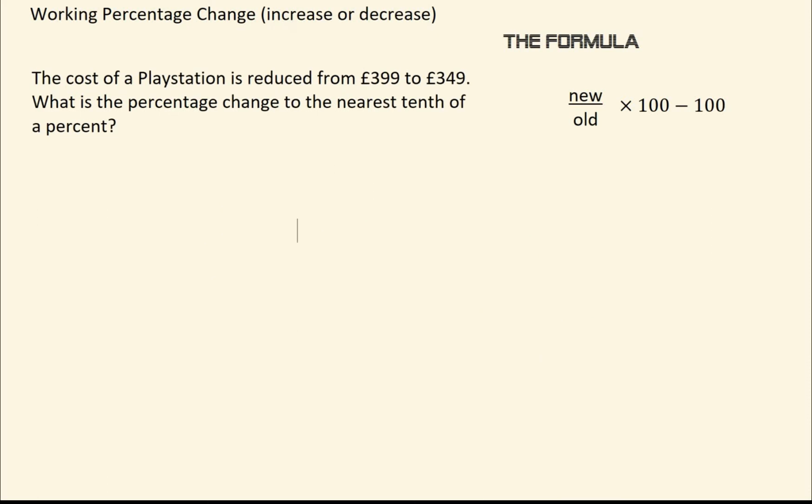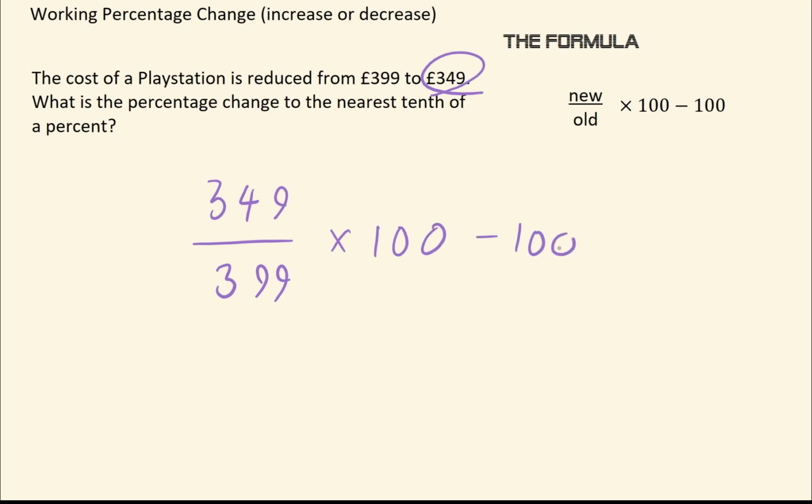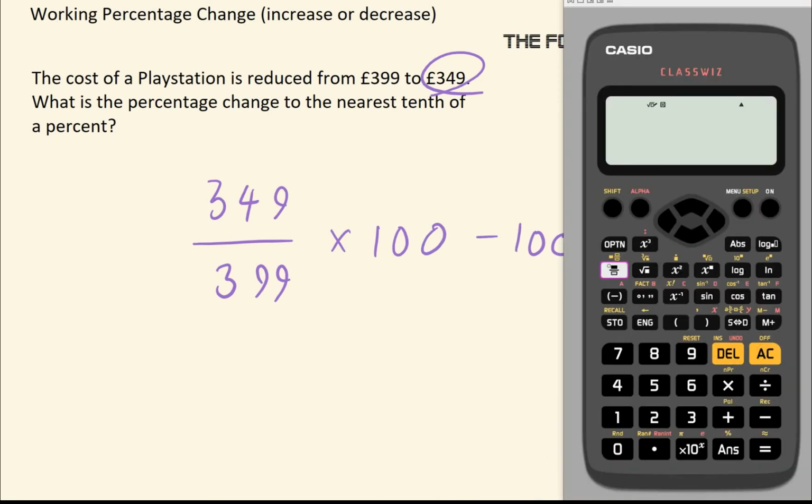We do the same kind of question. So here the cost of a PlayStation is reduced from $399 to $349, and we are again going to work out the percentage change, although in this case it will be a decrease. So we use the exact same formula. New price over the old price. Here the new price is the $349, and then we times by and minus by 100. We go back to our calculator, and we're going to type that in.